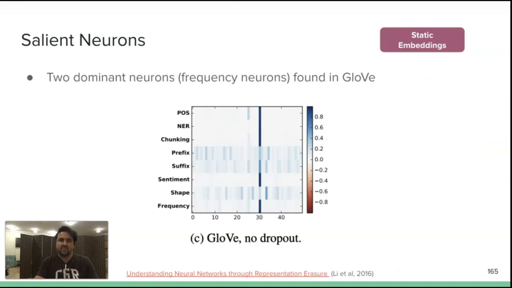Sometimes salient neurons in the model correspond to architectural details. For example, Lee et al. found that the two most salient neurons obtained in the GloVe representations were actually the frequency neurons. On the tasks of part-of-speech tagging, semantic role labeling, or named entity recognition, these neurons were consistently found to be playing an important role.